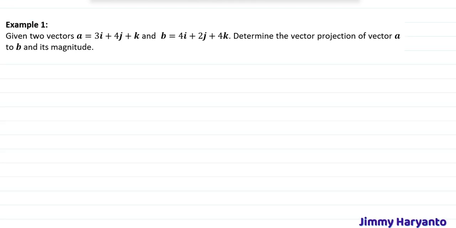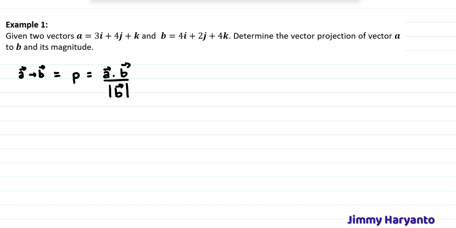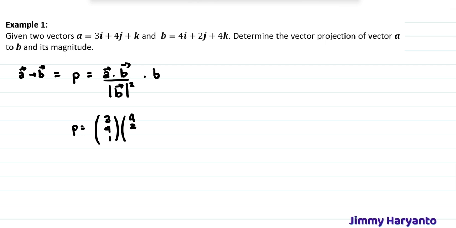Okay, next. Let's take a look at example 1. Given two vectors A and B, determine the vector projection from A to B and its magnitude. So the projection will be from A to B, and we call this vector P. The vector P is A dot B over the magnitude of B squared times the vector B. This is the formula of the vector projection. So we only have to input all of the information, which is 3, 4, and 1 for A, and then B is 4, 2, and 4.